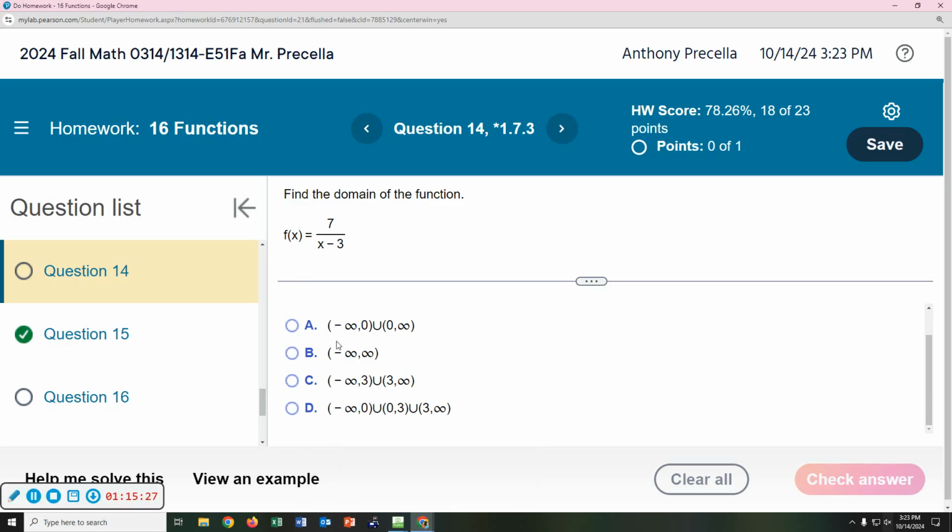Like right here, answer A would be all real numbers except what? 0. What about D? 3 and 0. Yeah, that's all real numbers except 3 and 0. But wait, which one did we want? C.